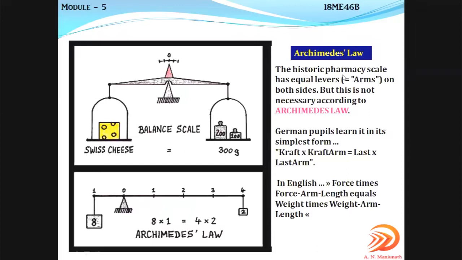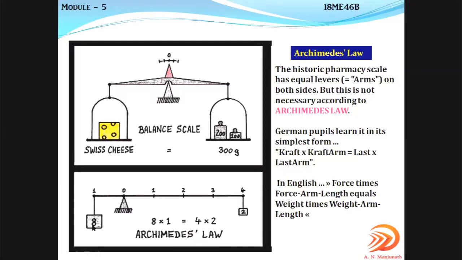Here, the historic pharmacy scale has equal levers, the arms on both sides. But it may not be necessary to have equal arms on both sides of the fulcrum, or to have an equal amount of weight, the standard mass, to measure the unknown force, according to Archimedes. Here the law is learned in its simplest form: force times force arm equals load times load arm. In English, force times the force arm length equals weight times the weight arm length.